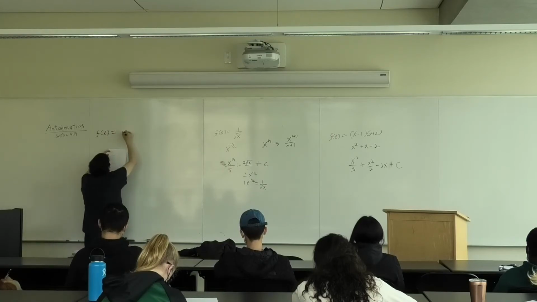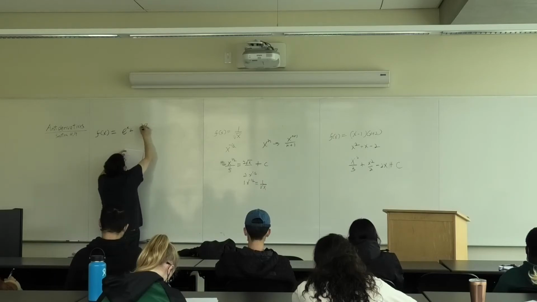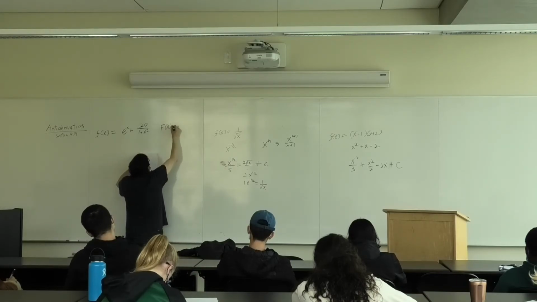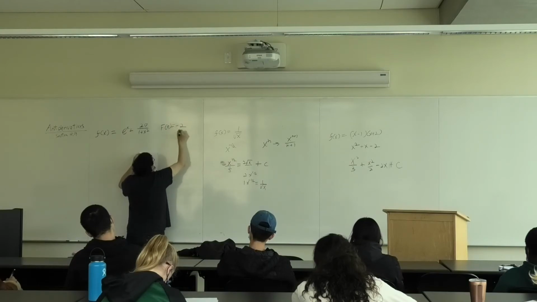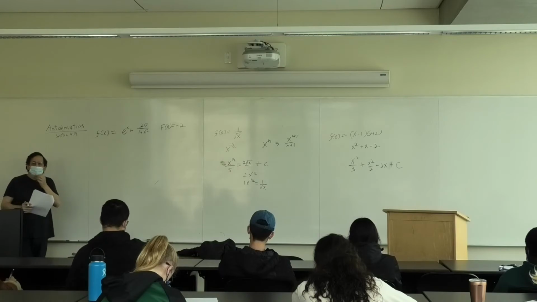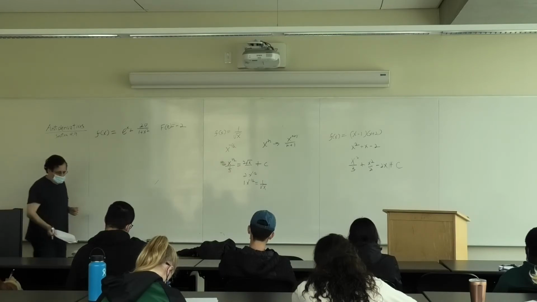My function is e to the x plus 20 over 1 plus x squared, and I'm going to add a little to this. I'm going to tell you that the antiderivative at 0 is minus 2. So why don't you see if you can find the function.